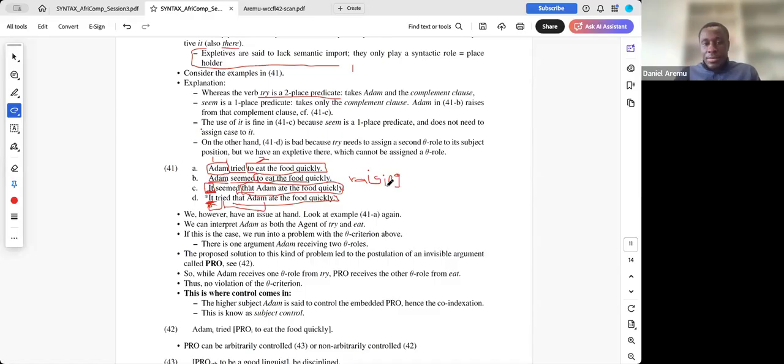So who ate the food? Adam. Yes. But what did Adam try to do? To eat the food. That's another way to test. So what did Adam try to do? We know that there are verbs that are called raising verbs or even control verbs, right? Verbs like try are actually control verbs, while verbs like seem are raising verbs. I'll get to that, in case someone is asking what I mean by that.